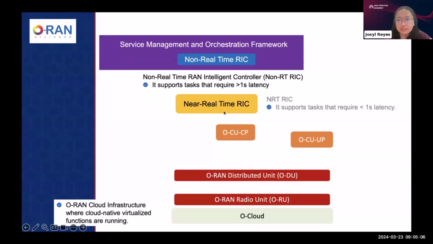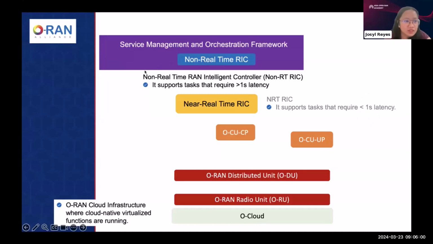And then the near real-time RIC here, and then the service management and orchestration, which also contains another type of RIC, which is the non-real-time RIC. So near real-time, because it's almost real-time, it's less than 1 second. Mostly tasks that require 1 second of latency, mostly anything that requires immediate decisions or immediate application. But the non-real-time RIC supports tasks with greater than 1 second of latency. So anything that maybe requires some modeling, maybe some machine learning or AI component, more likely it will be on the non-real-time RIC.